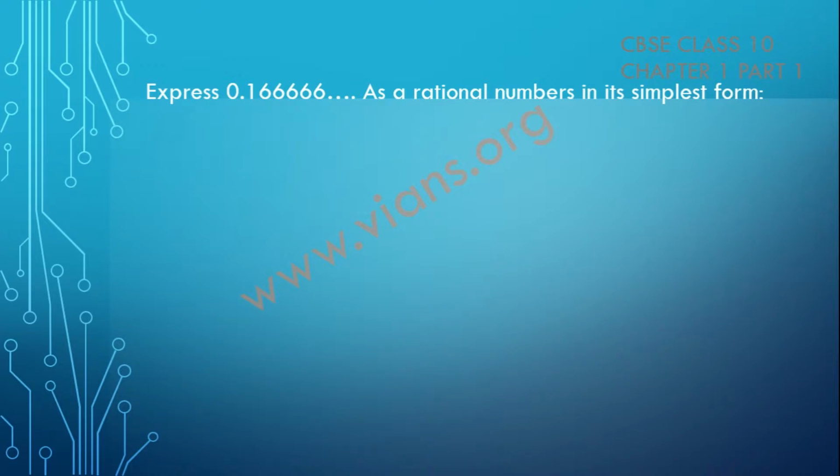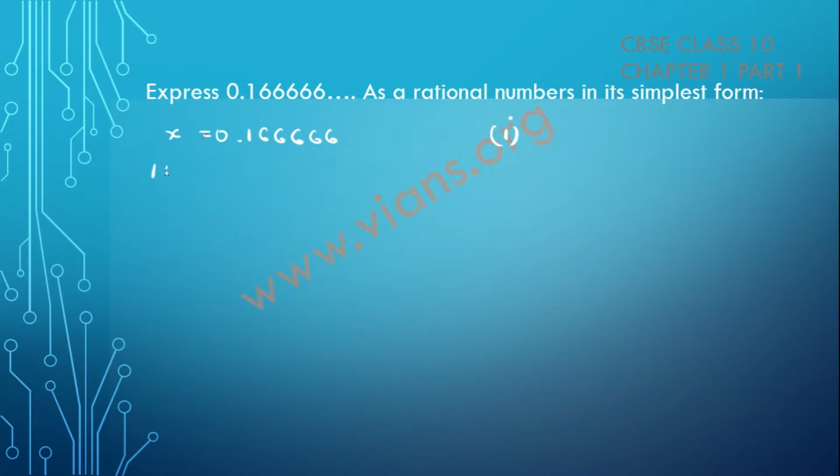Express, so this is sort of like a recurring number, 0.16666666, which is a non-terminating number, as a rational number in its simplest form. So we've got to represent this as a rational number. We know that this is a non-terminating number which will go on with the 6666666 forever. So let's say this number is called x, and it is equal to 0.1666666, and so on and so forth, and this is our equation number 1.